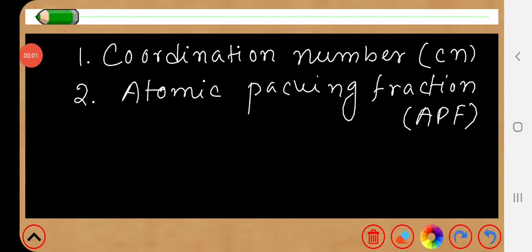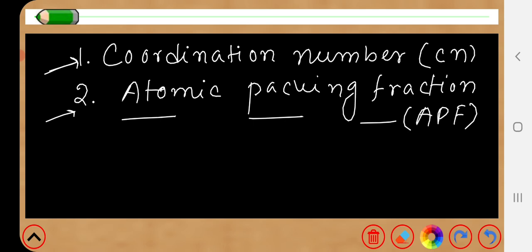Hello everyone. So today I am making a very short video for my students before their exam on coordination number and atomic packing fraction. I will make different videos in detail about these two parameters to analyze the crystal structure. But here I will make this topic based on their exam relation. Okay. So first I will discuss the coordination number.